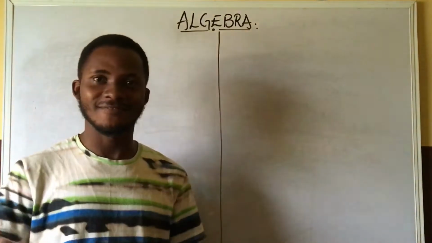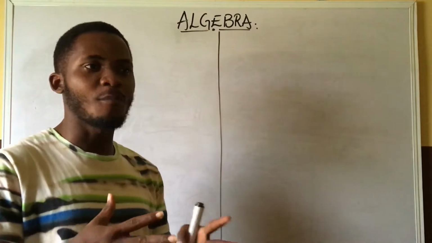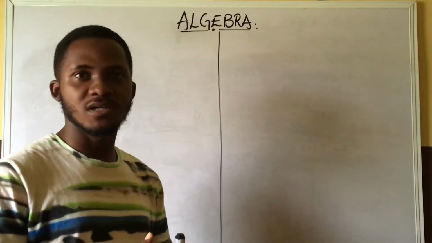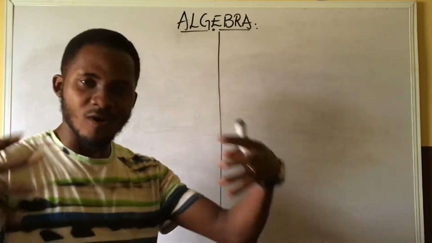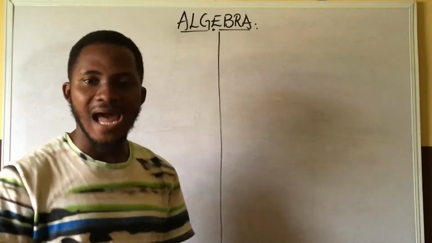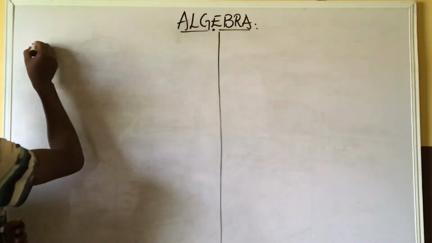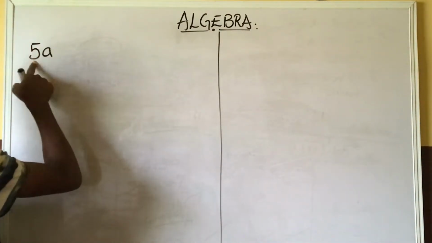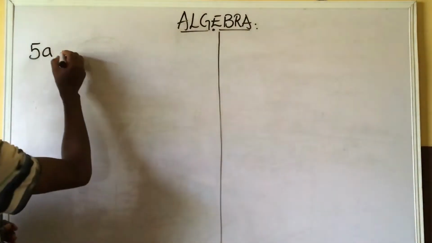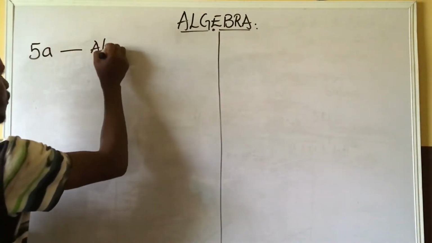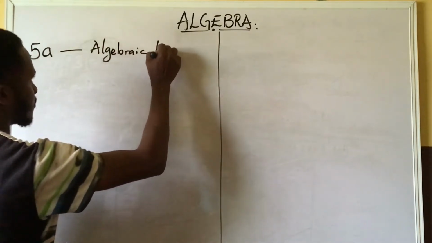Algebra, I don't know the definition you've been told, but algebra is simply the combination of numbers and letters. Alright? It's simply the coexistence of numbers and letters. For example, if you see something like 5a, this is an algebraic term. Alright? So something like this is an algebraic term.